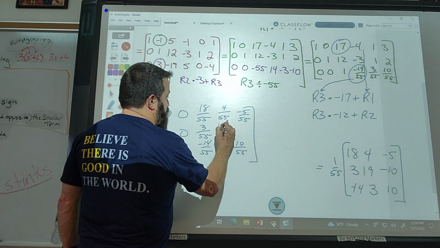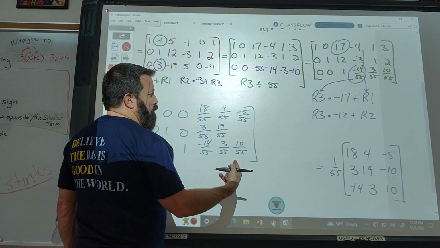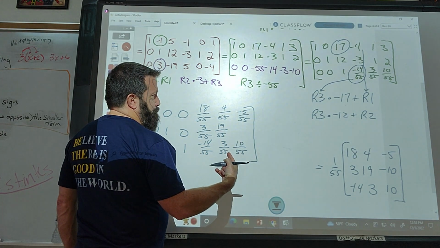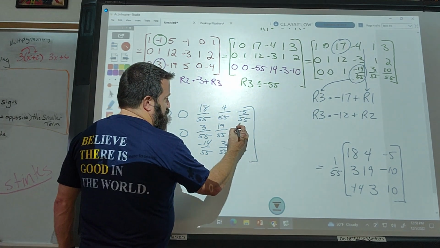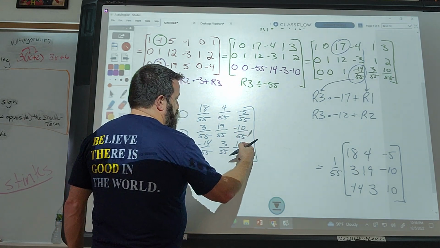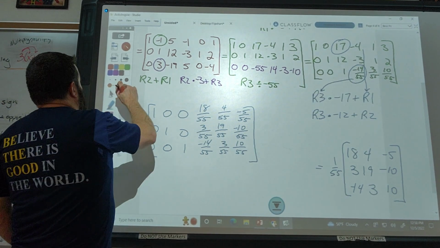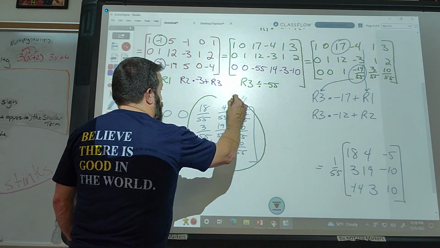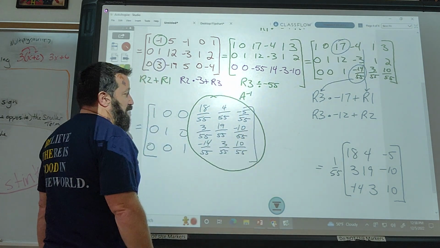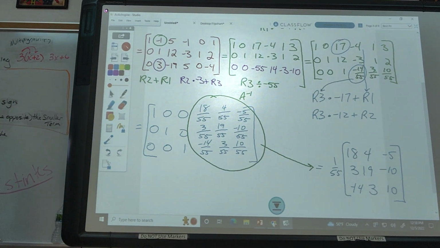This one's going to give me 19 over 55. This one's going to give me negative 2 over 11. But I'm going to write it as negative 10 over 55 so that they all have that denominator of 55. So this is my inverse of A. But I'm going to write it this way. I'm going to pull out that 55. Okay? Everybody following how I'm getting all this?